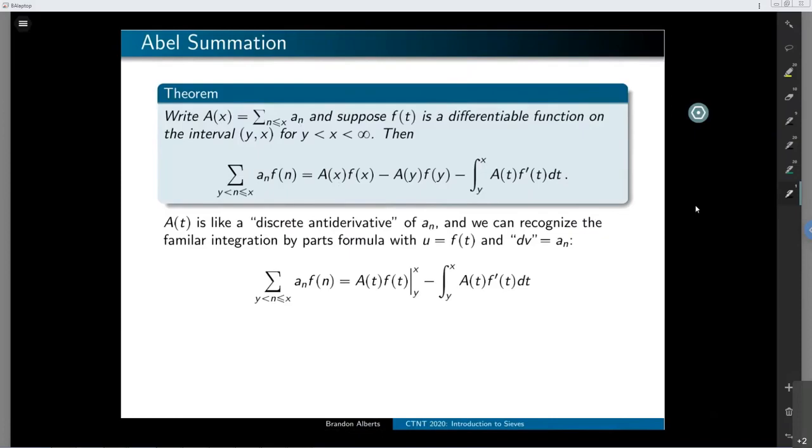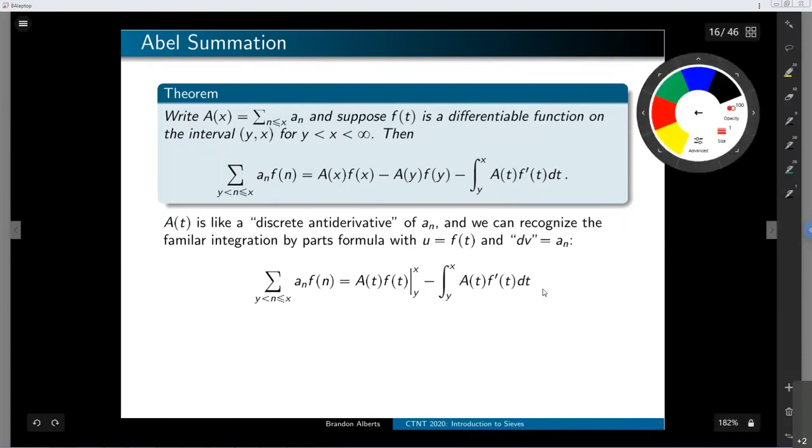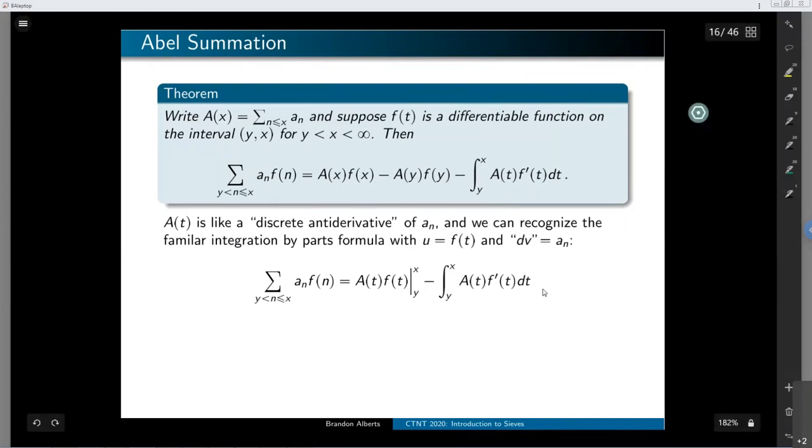And this looks a lot like integration by parts. And in fact, a lot of the proof is very similar to integration by parts. And so I've written this in a way that resembles integration by parts a little bit more. So the idea is you break your partial sum up as u equals f of t and dv equals the sequence a sub n. And we go with this analogy that an integral is like a Riemann sum. So we should really think of a partial sum as being like a discrete version of an integral.